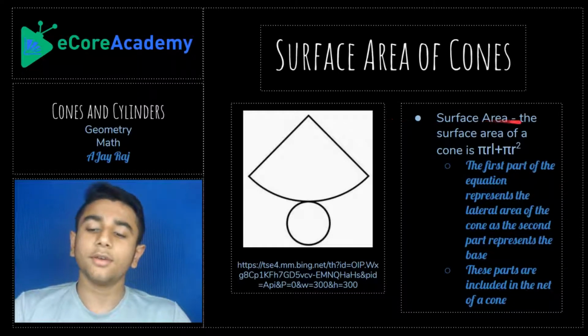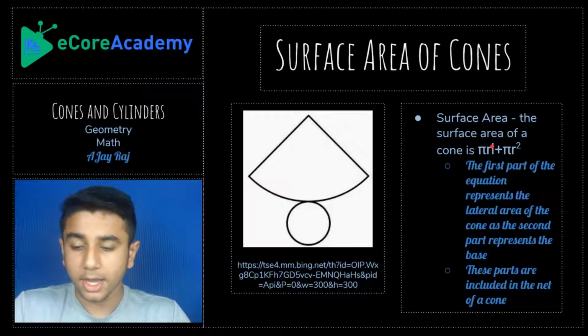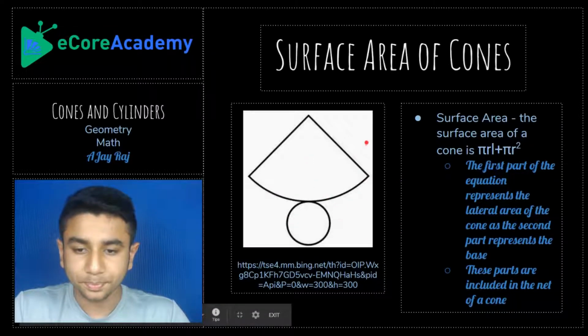The surface area of a cone is pi rl plus pi r squared. The first part of the equation represents the lateral area of the cone. So what we've done here is we've just represented the net of the cone, and basically what we're showing here is pi rl. That represents the area of this netted body part of the cone. And of course you have pi r squared for that one circular base.